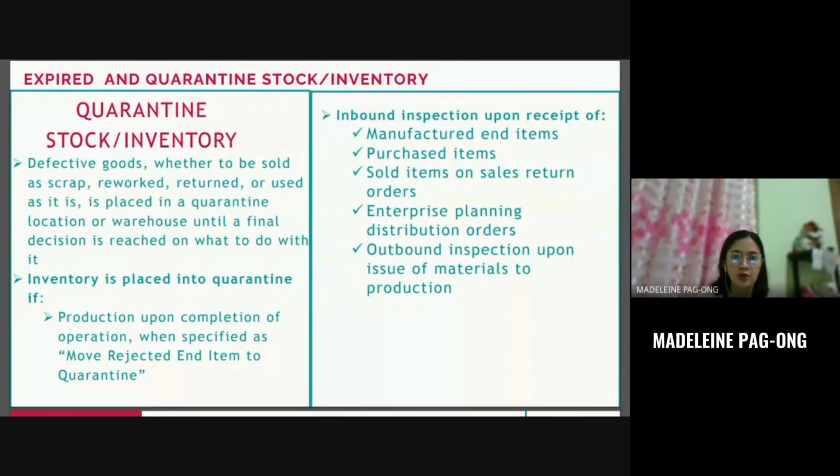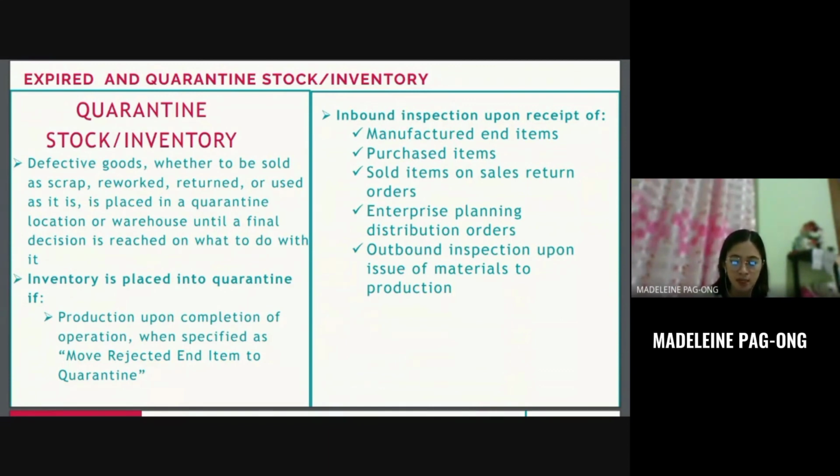Defective goods, whether to be sold as scrapped, reworked, returned, or used as it is, are placed in a quarantine location or warehouse until a final decision is reached on what to do with it. Quarantine stock inventory is an inventory of specific items that are kept for an emergency situation or items that are set aside for a specific use. And it also refers to materials that belong to the user but are not yet ready for use.